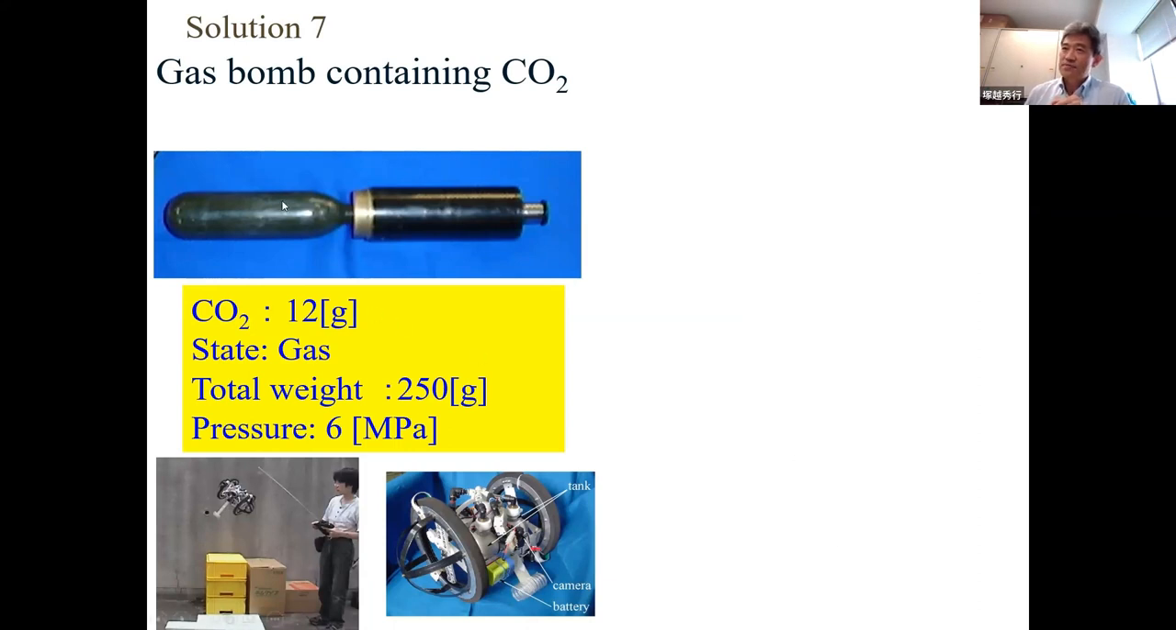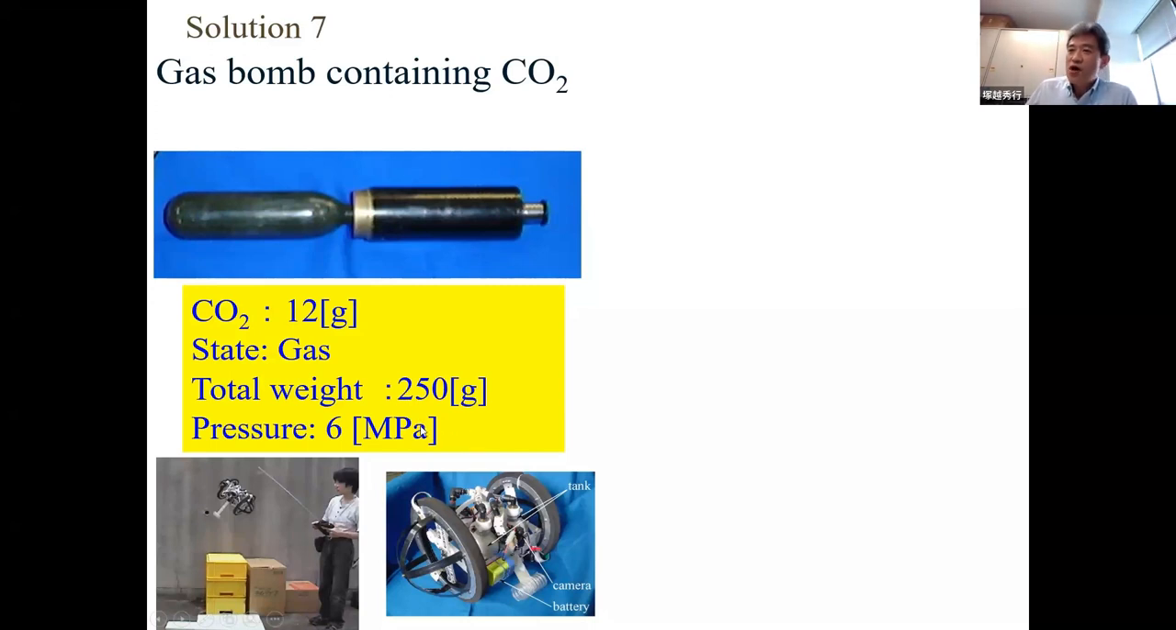This is a gas bomb, which was used for the jumping robot. It contains CO2 gas, 12 grams of CO2, but the total weight itself is 250 grams. The pressure is 6 megapascal, which is quite high. So to be utilized for the jumping, this high pressure needs to be reduced to almost 1/10. So this is the reason why we use the regulator to reduce the pressure.